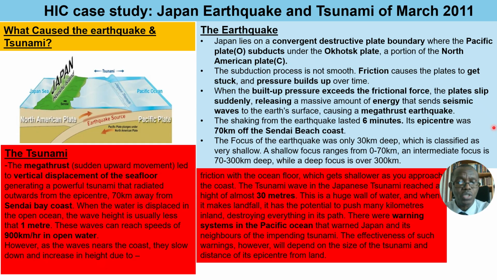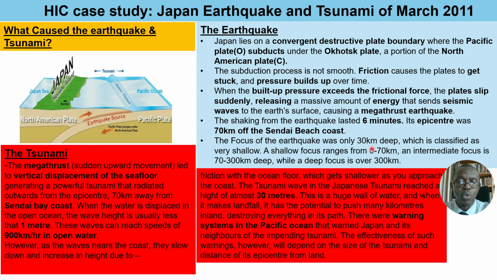So the epicenter was 70 kilometers off the Sendai beach coast. And the Sendai beach coast is the one that was affected the most. And the epicenter was 70 kilometers away from it. However, there's a tsunami that we're going to be talking about, which then changed the whole scenario, because if it was just 70 kilometers off, on land, it would not have had as much devastating damage as it did due to the creation of that tsunami.